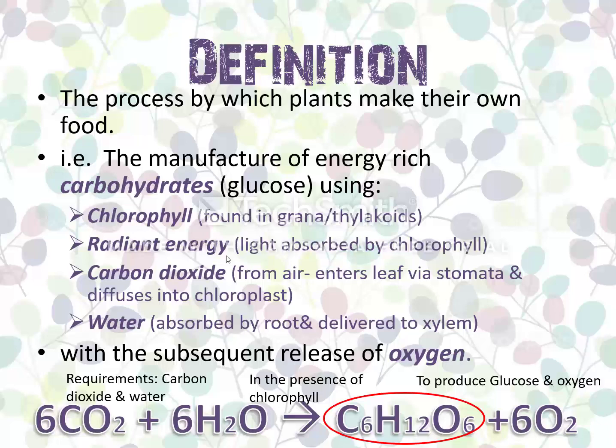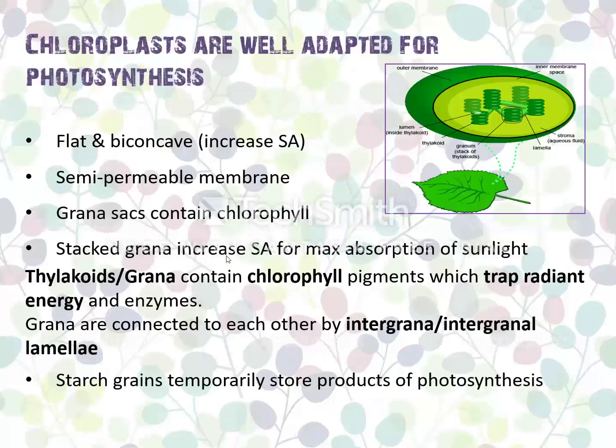I need a catalyst for it to happen. And so I need chlorophyll and I need radiant energy. And without those two, photosynthesis will not occur. So there still are requirements, even though we don't find them in the formula as such. I know I deferred, but we'll go back to where we were.